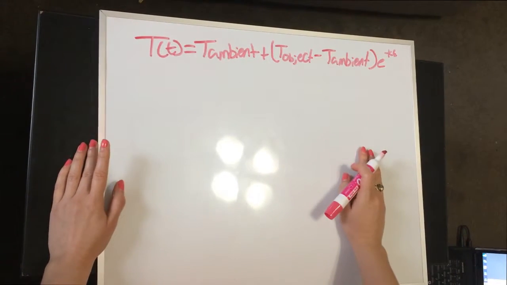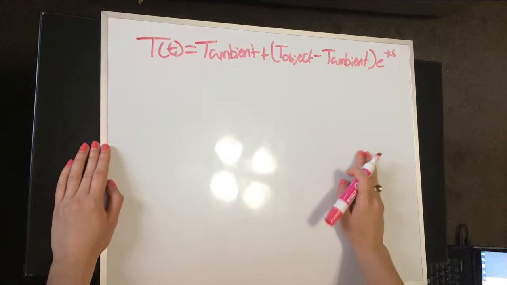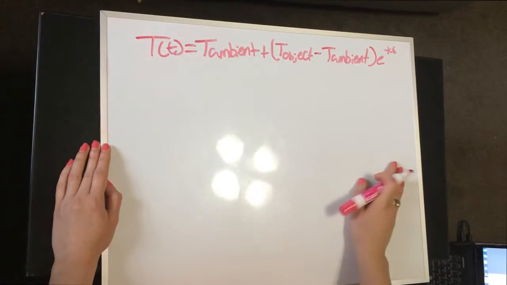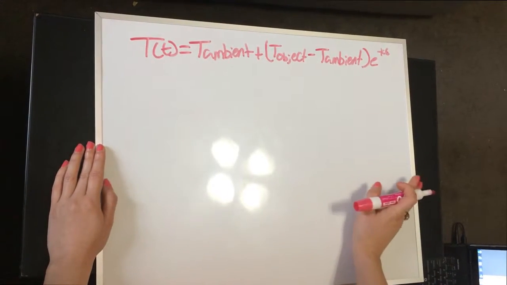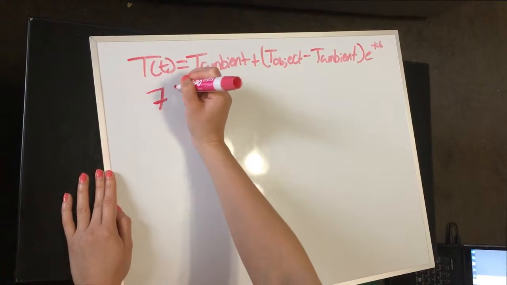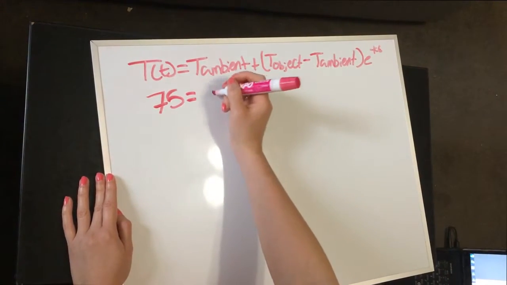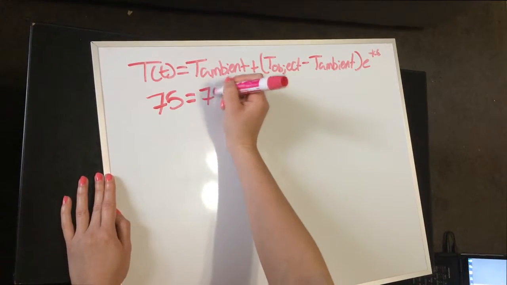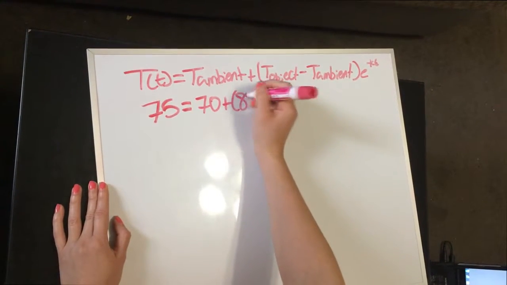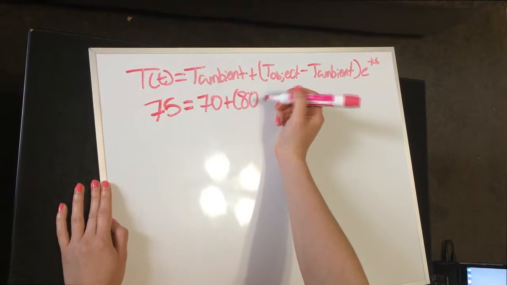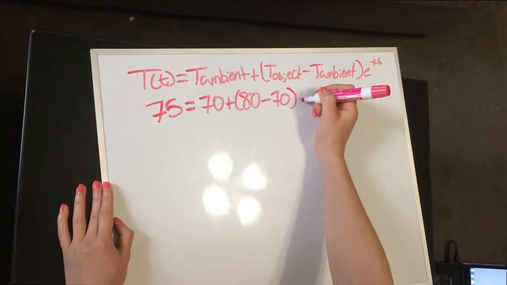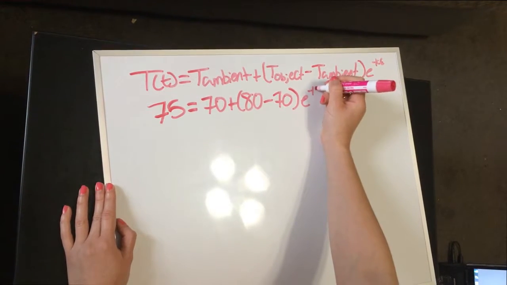So the temperature started being recorded since 4 p.m. and 1 hour later the temperature was 75. So we're going to use this data, which interprets into the time equaling 1. So we're going to begin with 75 equals 70, which is the ambient temperature, plus 80, which is the body's initial temperature, minus 70 times E with the exponent of negative K.